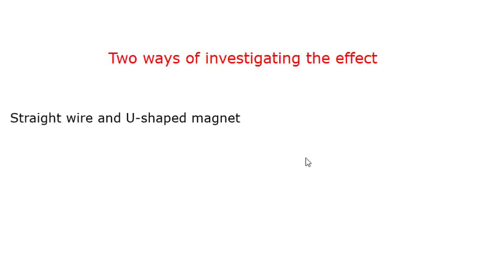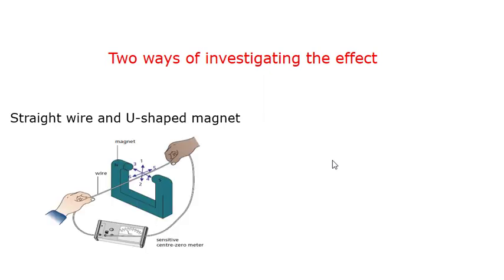Now we are going to see two different activities or experiments. First, straight wire and U-shaped magnet. Here you can see a magnet and a straight conductor. This straight conductor is connected with a sensitive center zero meter, or a galvanometer. This galvanometer is an instrument which indicates presence of current. When current is flowing in the conductor, the galvanometer shows deflection in one particular direction. Zero level indicates that there is no flow of current, and there are different markings which indicate different amounts of current flowing in the conductor.